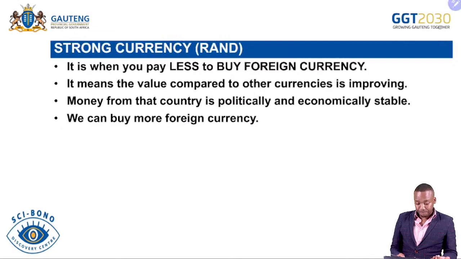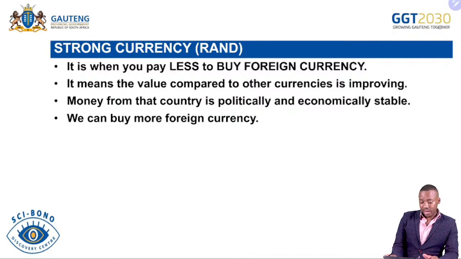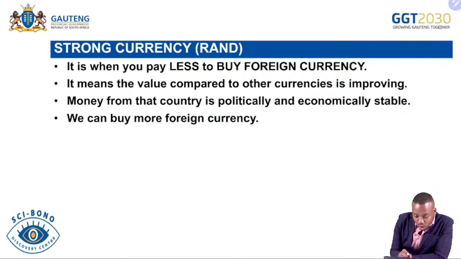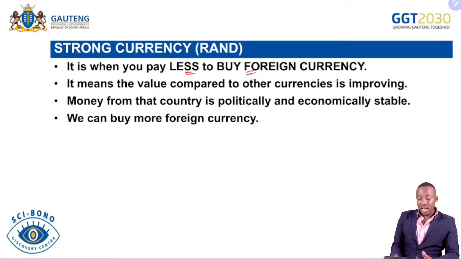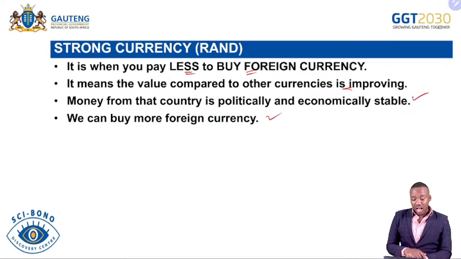To fluctuate. Let's just move back a bit to strong rand and weak rand. So this is my explanation. What do we mean by strong? Strong rand, it is when you pay less to buy foreign currency. So when you are paying less money to buy foreign currency, then we know that that particular currency, it is strong. It means the value compared to other currencies, it is improving. The money from that country, it is politically and economically stable. It means we can buy more foreign currency because it will be cheaper for us to get it.